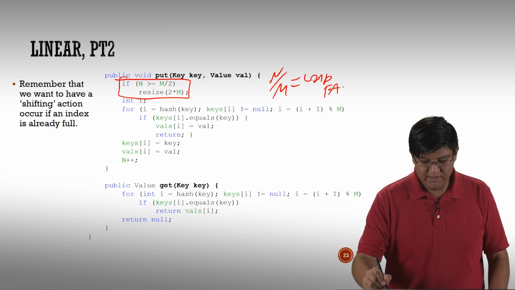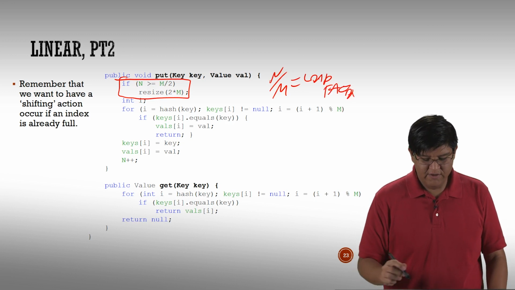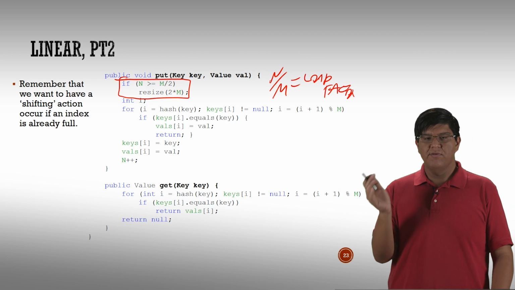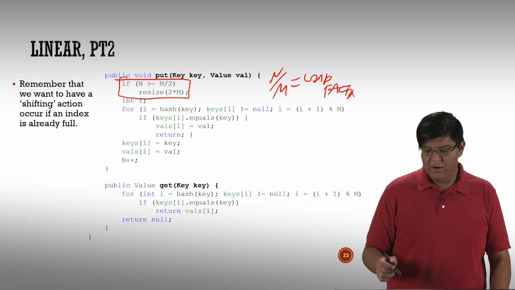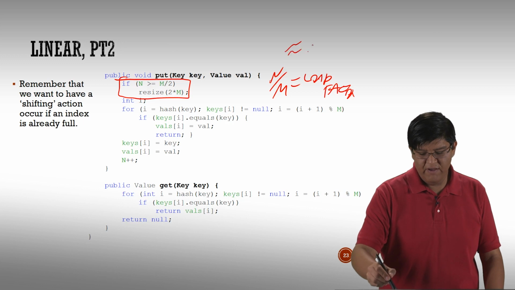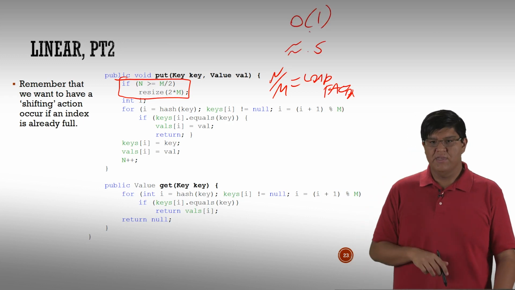So a load factor is basically telling us the relative proportion of empty slots to used slots in an array. Ideally, we want our load factor to be around 0.5. That'll give us our O of 1 time that we're really looking for, right? We want to get down to constant time.